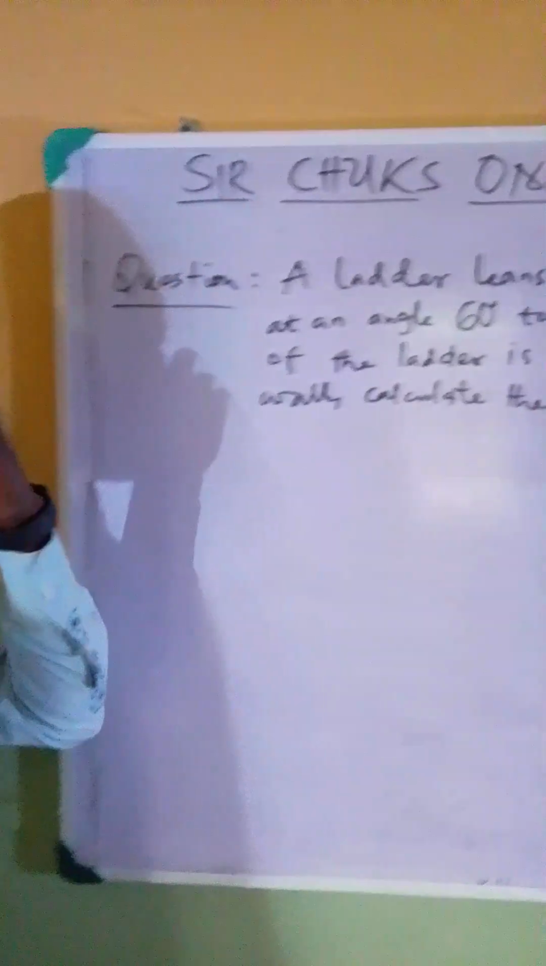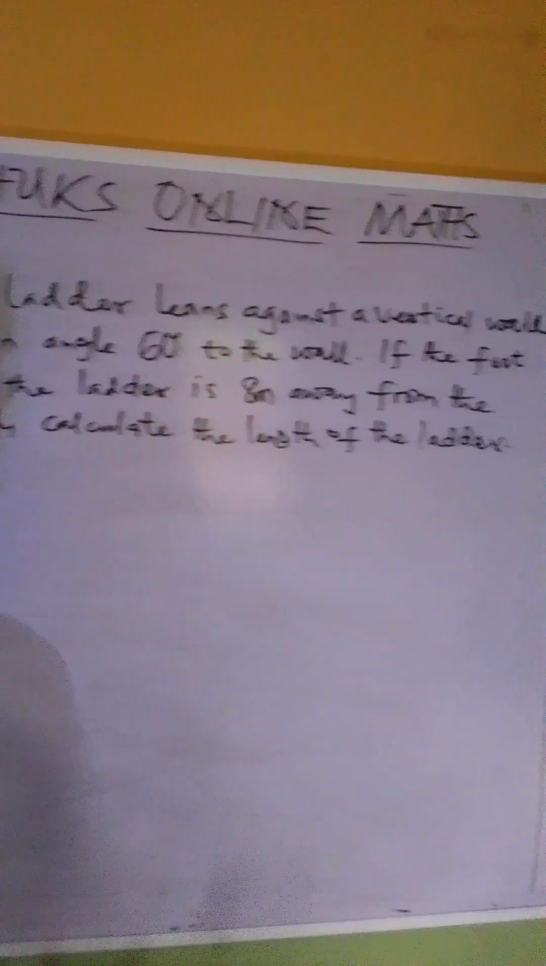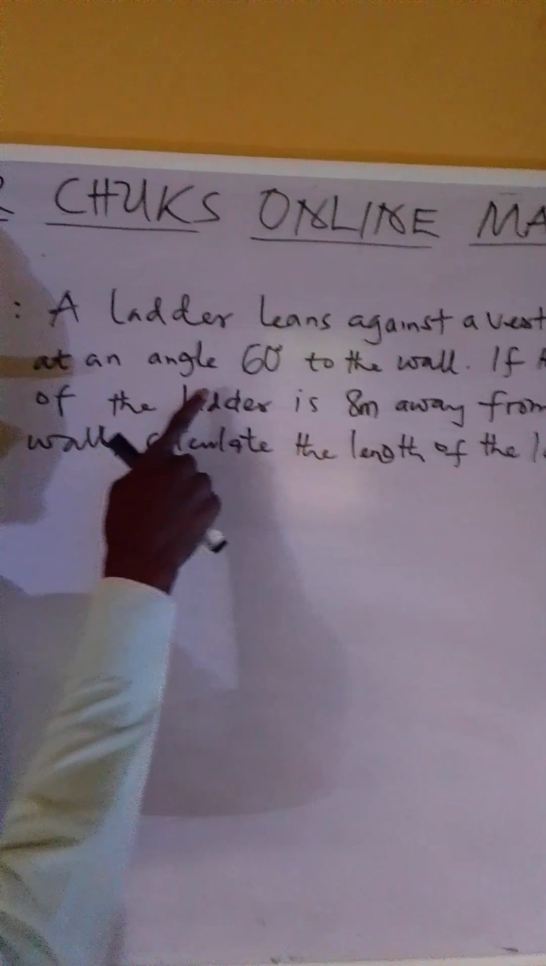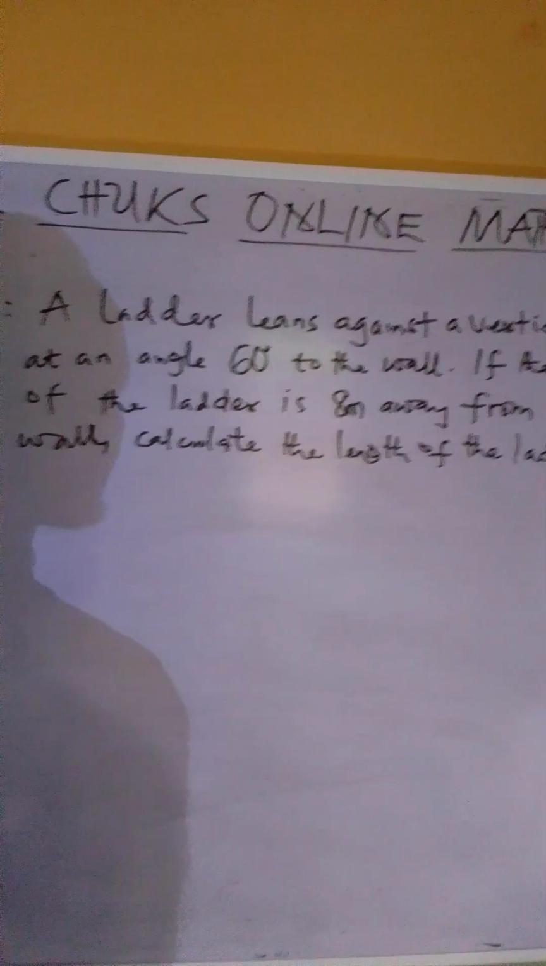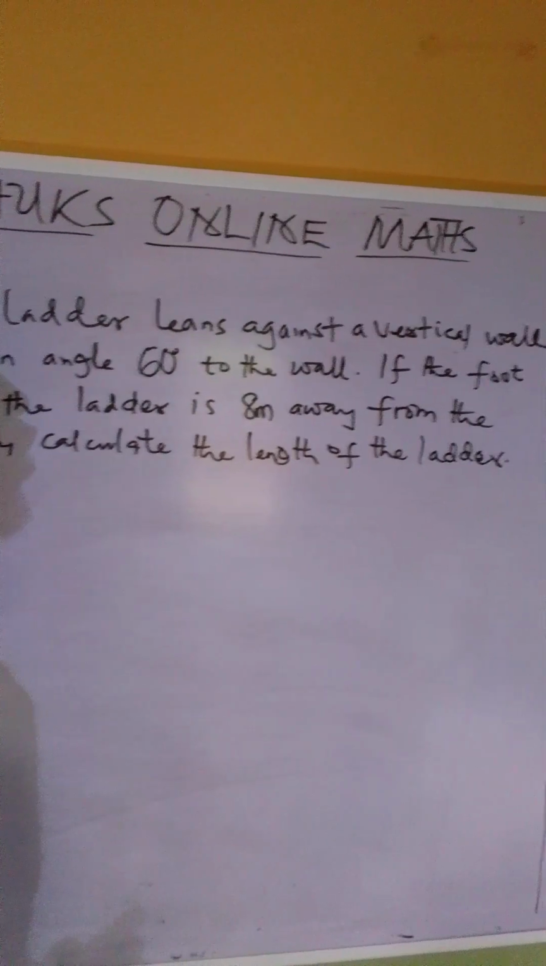Alright, we have a question right in front of us. The question says, a ladder leans against a vertical wall at an angle of 60 degrees to the wall. If the foot of the ladder is 8 meters away from the wall, calculate the length of the ladder.